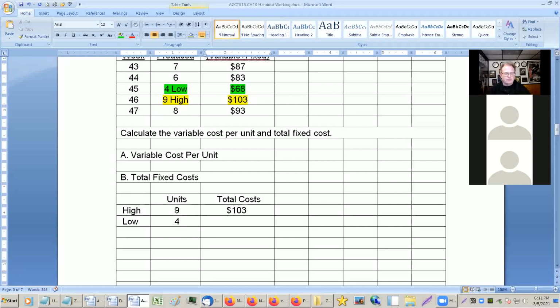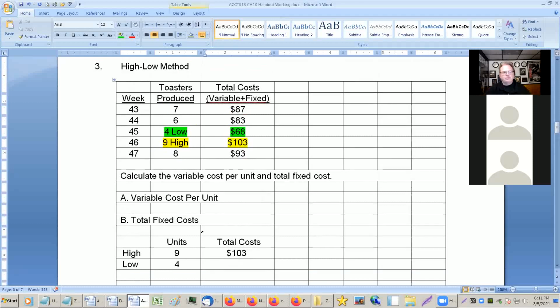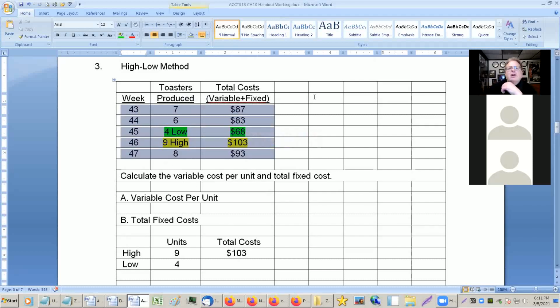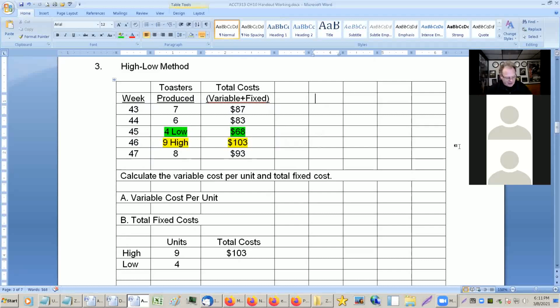Professor Taylor, just curious. So this high-low method, is this the best method to find, or is there more? No. The best method is the regression method. The weakness of the high-low method. Well, here I'll show you the advantages and disadvantages.